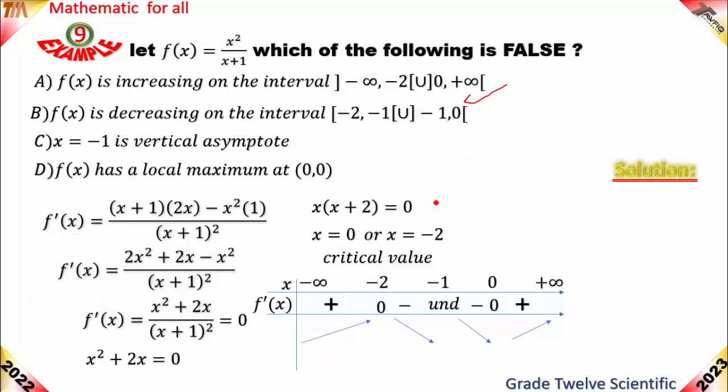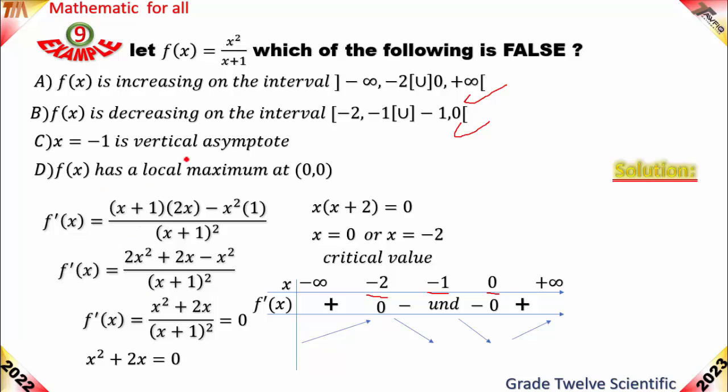This one is right. And now the decreasing interval is from minus 2 to minus 1, and from minus 1 to 0. That means the second one, B, is right too.